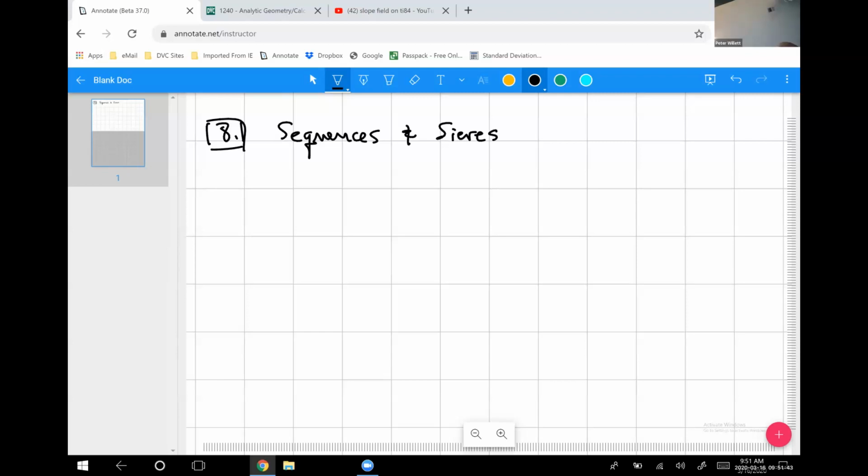So in the first section of chapter 8, the way they begin is with an overview of these two things, and then we'll dive a little bit more deeply in the following sections, and then the fun will begin. So in the first section of chapter 8, we want to begin by introducing the idea of a sequence. So a sequence is basically a list of numbers.